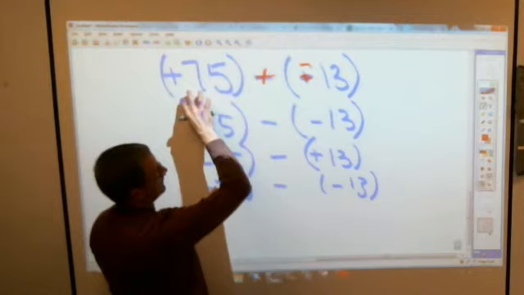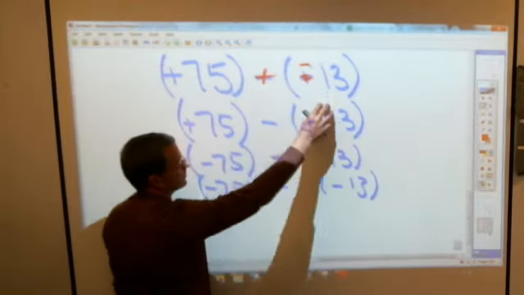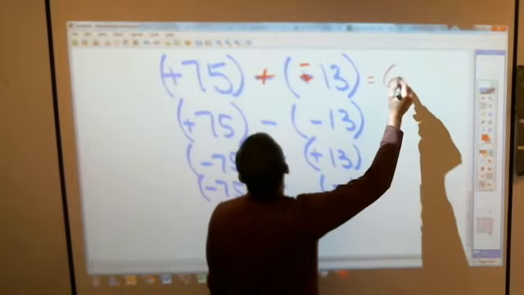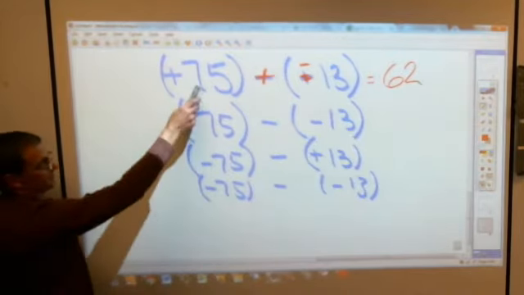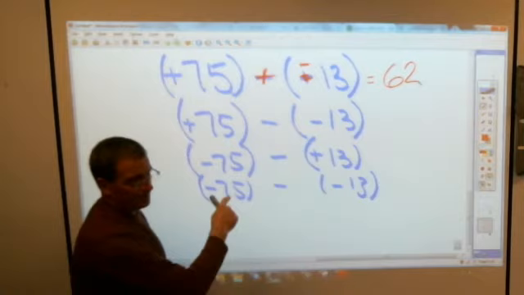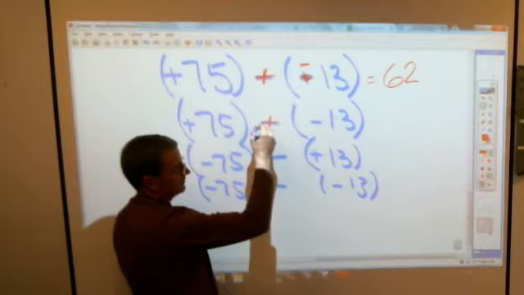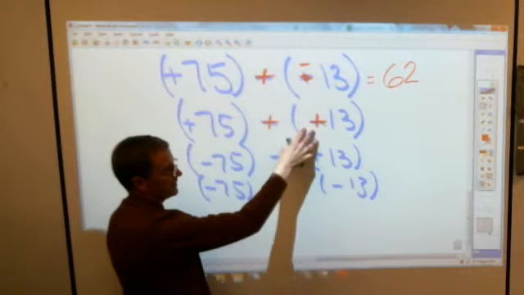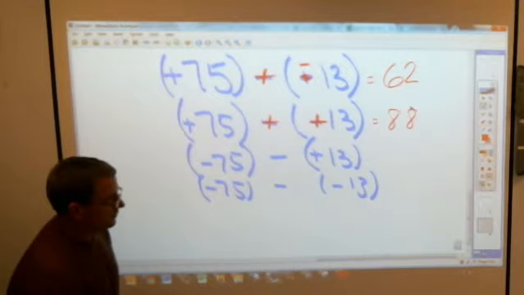What is a positive 75 plus a negative 13? You have 75 positives and you're taking away 13 negatives, you end up with? Is that positive or negative? Positive, because the positives are more. What happens to this one? Subtracting a negative is the same as adding the opposite. What is 75 plus a positive 13?